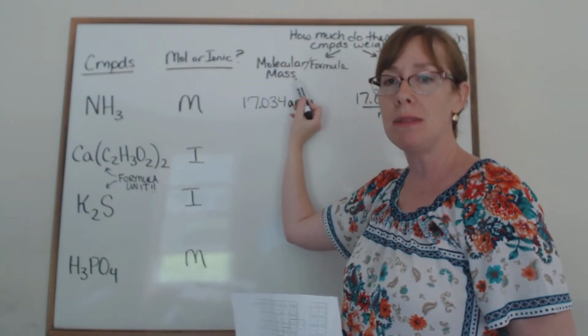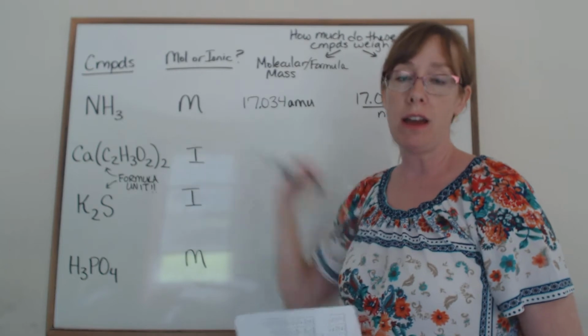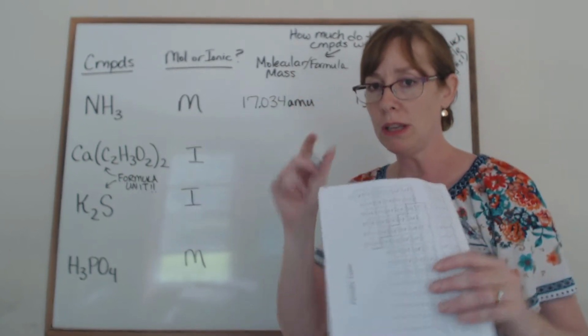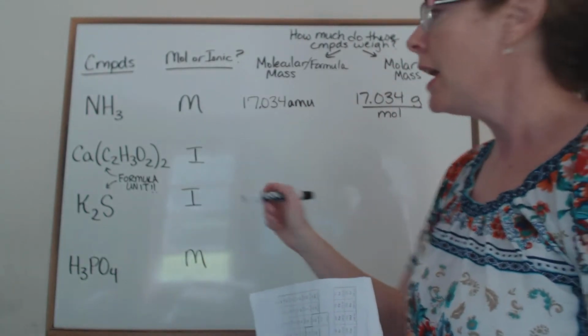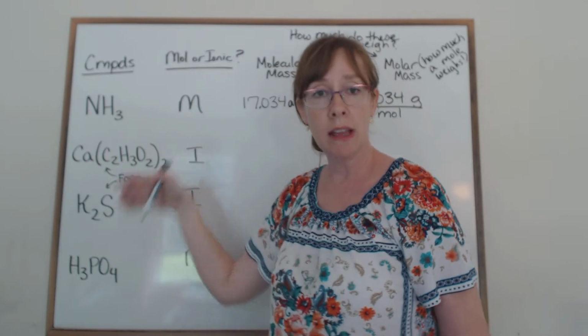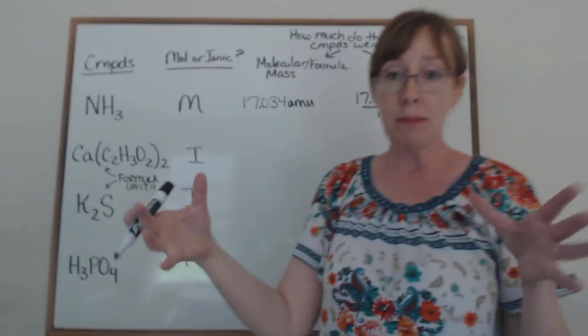It's basically the same thing as molecular mass, but for ionic compounds, because those are not technically molecules, they're really what are called formula units. Regardless, you handle it the same way. If you're trying to figure out how much one of these weighs, you just want to add up all the atoms that exist in it.